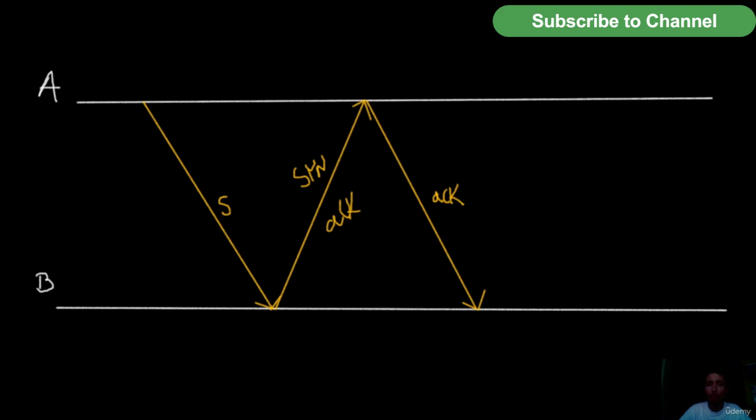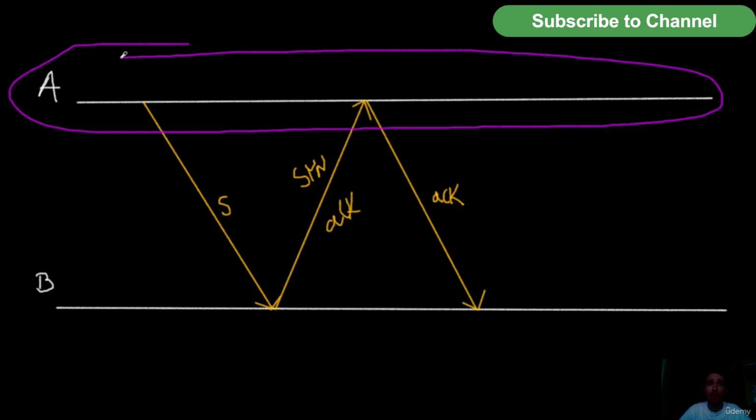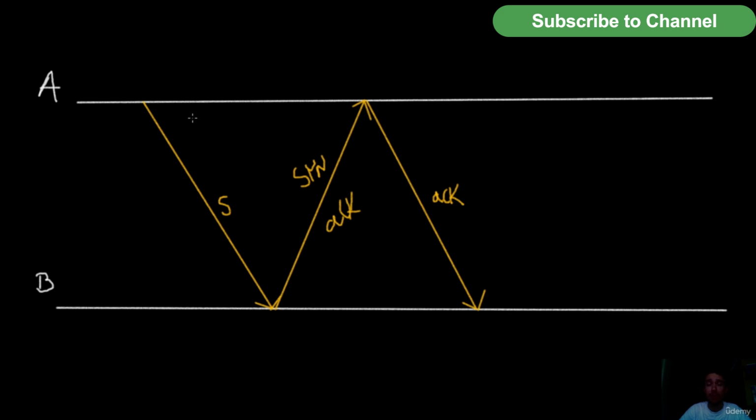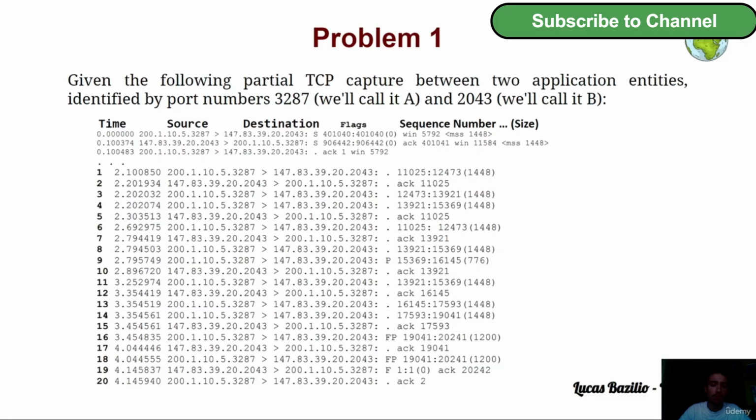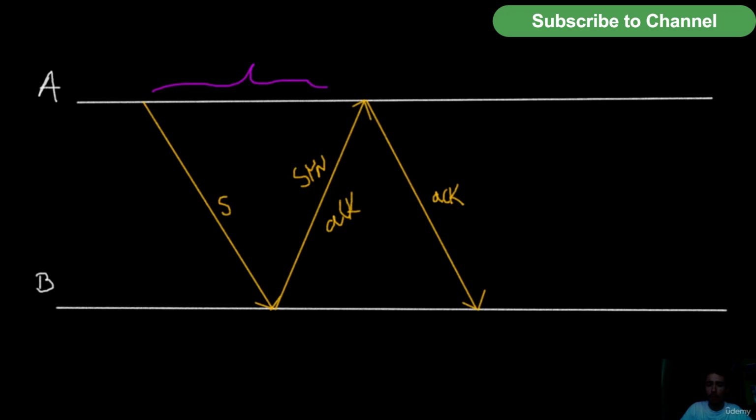Moreover, since we know that the capture is being made on the application A, the round trip time is going to be that very big time, which is the time between the moment we send the synchronization and the moment we receive the synchronization acknowledgement. So this difference, as we can see here, is this value, which is 0.100374 minus 0. If we compute this difference, we can see that the round trip time is this value.